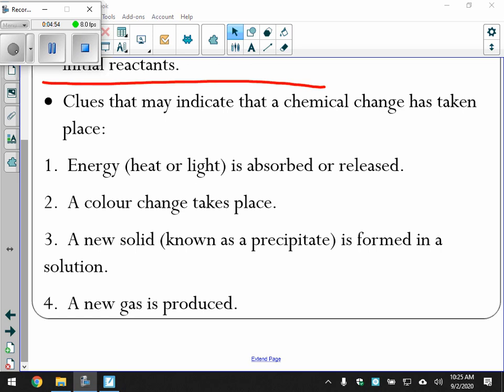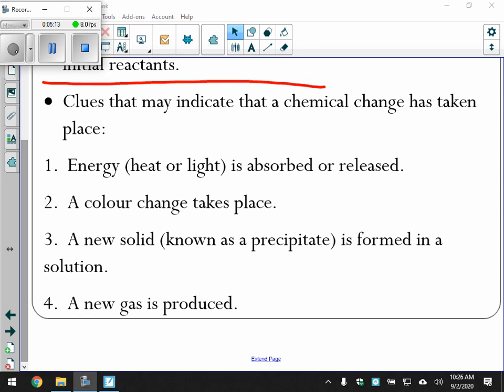Okay? So energy can be absorbed or released, and it can be in the form of light as well. When we excite electrons, they jump up to the next level, and when they fall back down, they emit a certain light. So a color change could take place. Quite often we'll see different colors start to form.